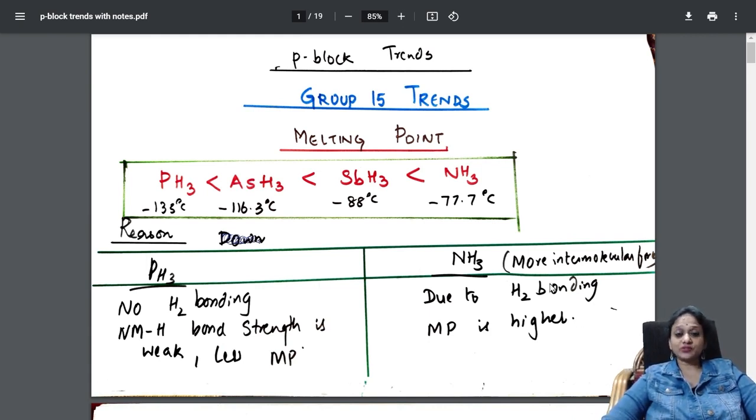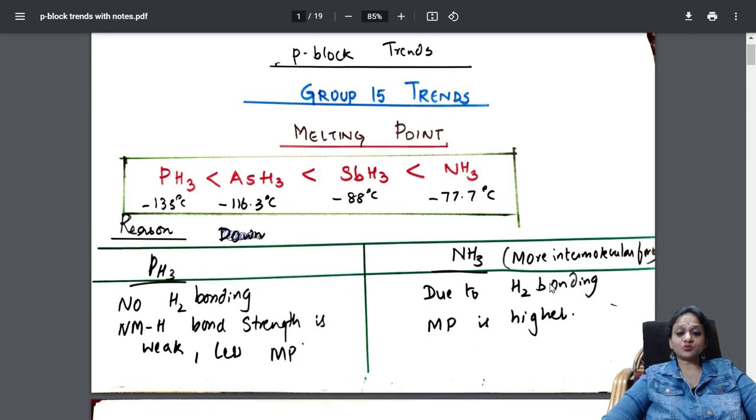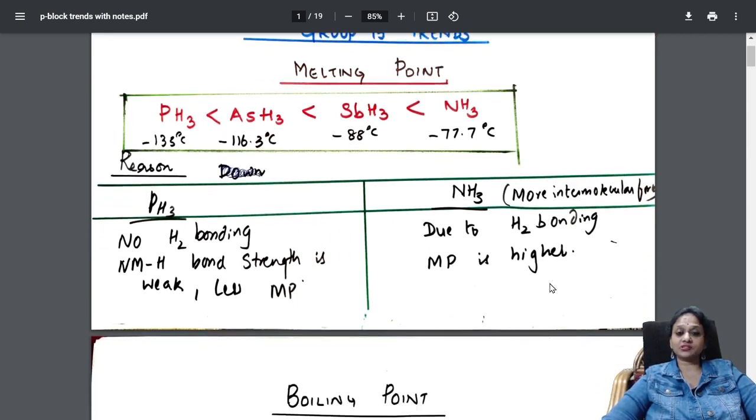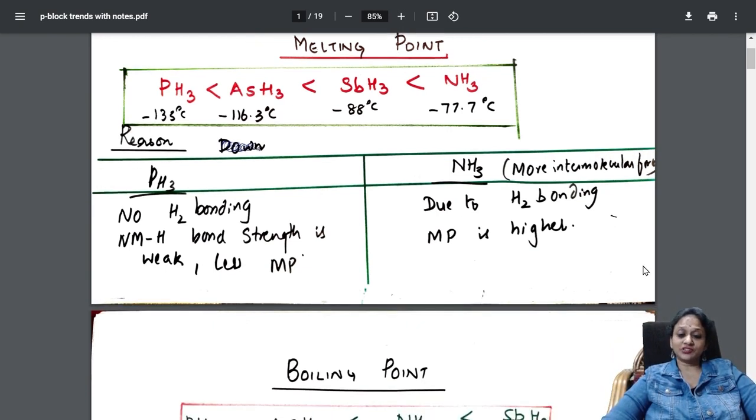Let's see, students. When I go to group 15 trends, the important one is melting point. So I have written the order with the reason also, why phosphine is having less. The reason I've also written, why ammonia is having maximum, that I have also written. Reason is what?